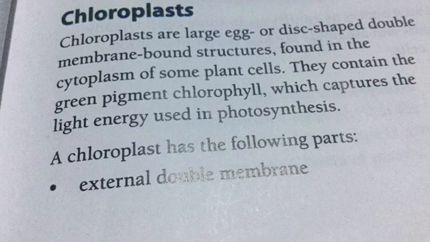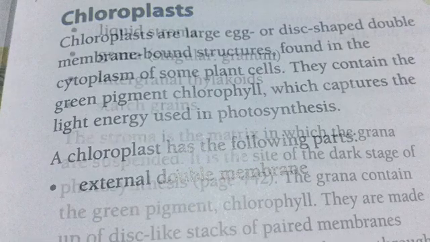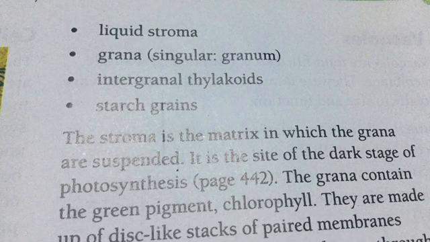Chloroplast. Chloroplasts are large egg or disc-shaped double membrane-bound structures found in the cytoplasm of some plant cells. They contain the green pigment chlorophyll, which captures the light energy used in photosynthesis. A chloroplast has the following parts: external double membrane, liquid stroma, grana, singular granum, integral thylakoids, starch grains.